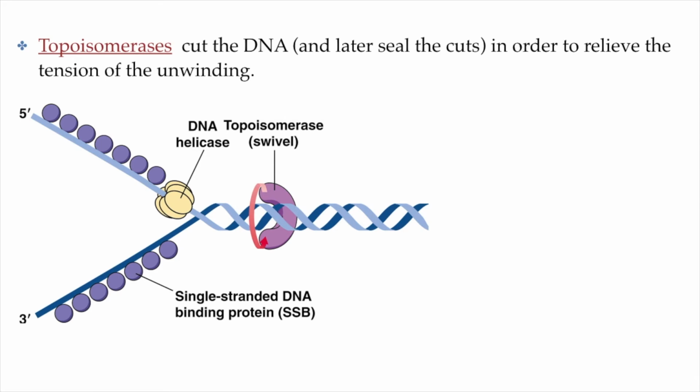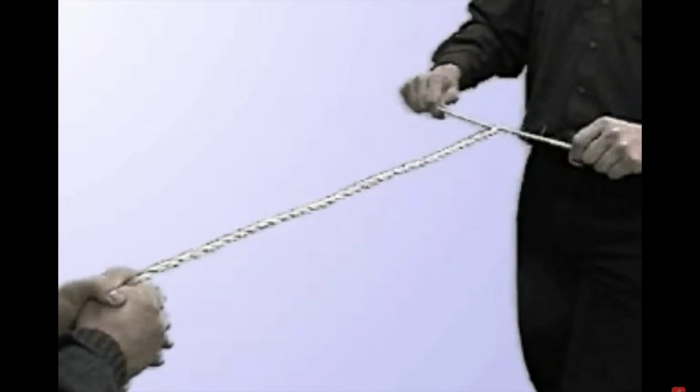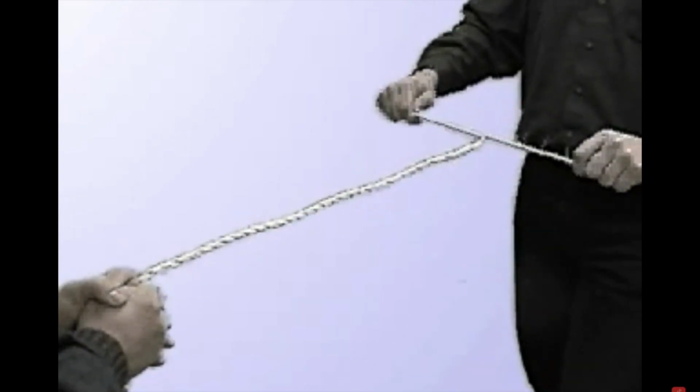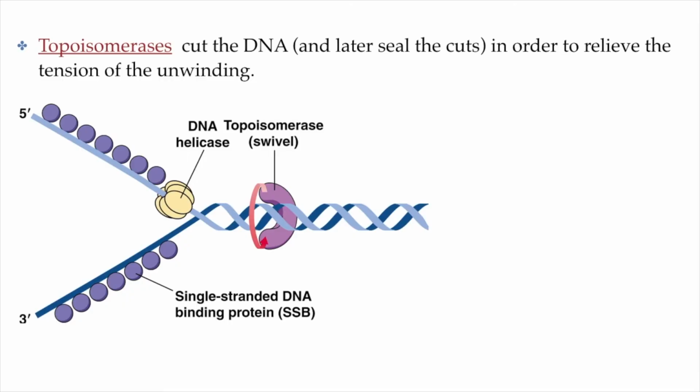And the reason for that is because DNA is not just a ladder, it's a twisted ladder. It's a double helix. Imagine you have a rope that is braided, and you start to unravel the rope somewhere in the middle. As you move through the rope and keep unraveling it, you're going to build tension at either end of the rope as the helix just gets tighter and tighter. And that can actually cause DNA to break.